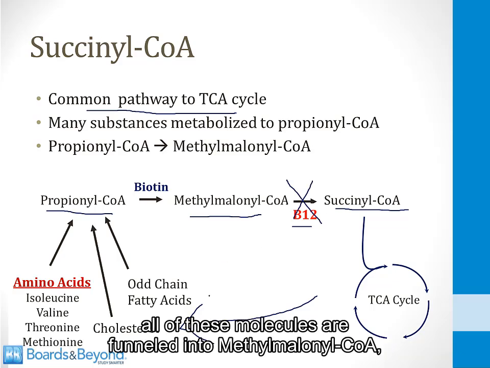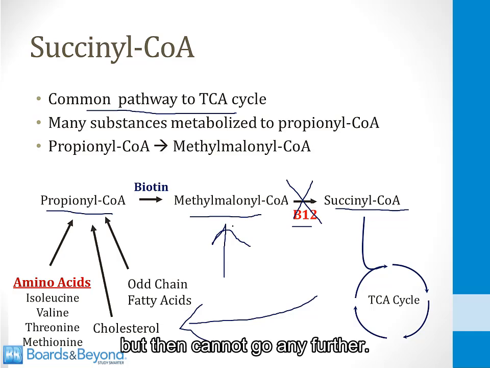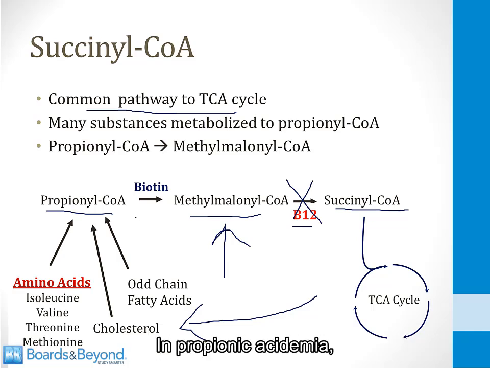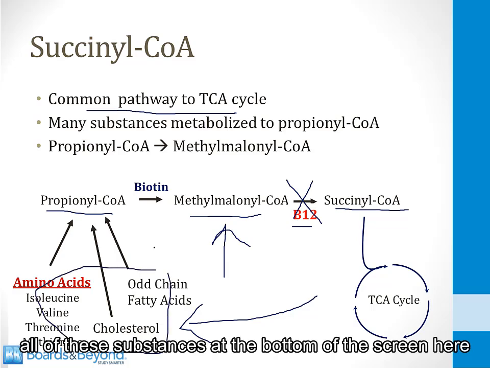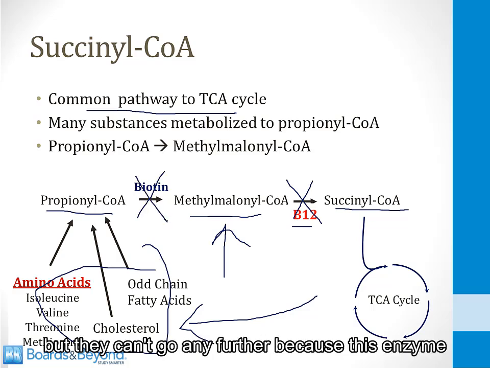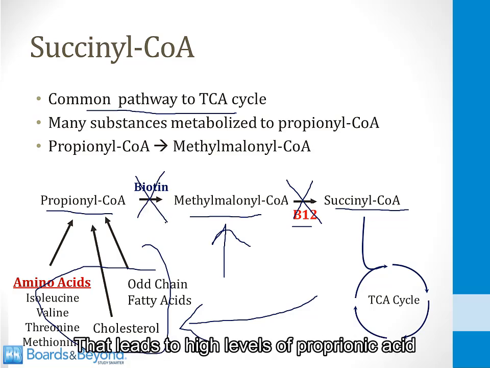As a result, all of these molecules are funneled into methylmalonyl-CoA but then cannot go any further, and therefore methylmalonic acid builds up in the blood. In propionic acidemia, all of these substances at the bottom of the screen here are metabolized to propionyl-CoA, but they can't go any further because this enzyme is deficient. That leads to high levels of propionic acid in the blood.